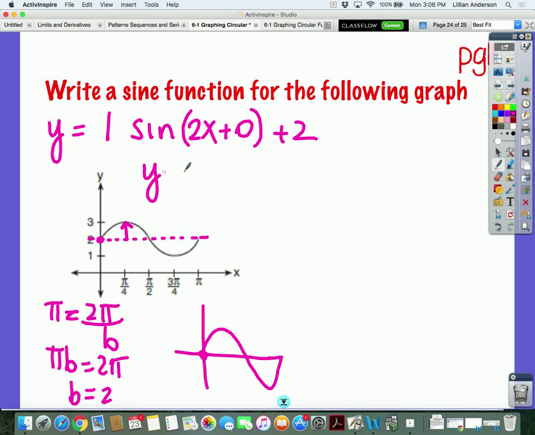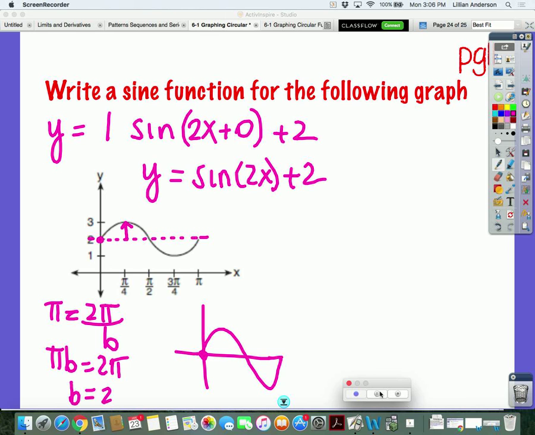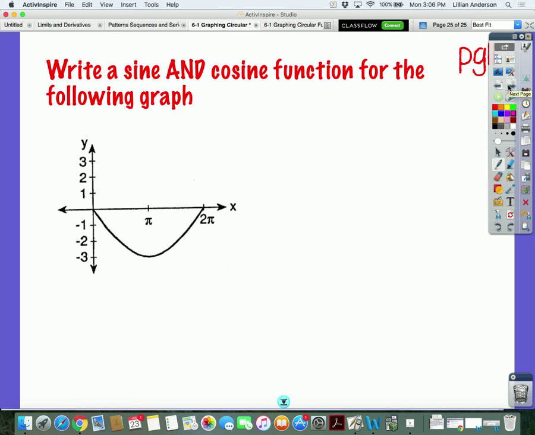So if I want to write a little cleaner, that'll be my equation. Everybody okay? Of a graph. The next one is half a graph, and we're going to write a sine and a cosine function.